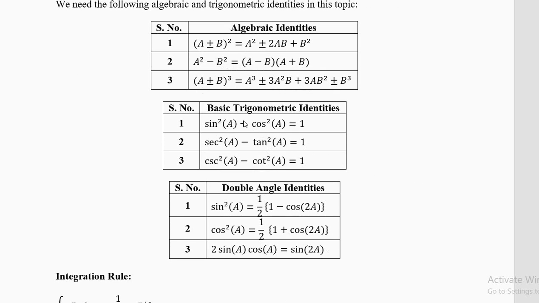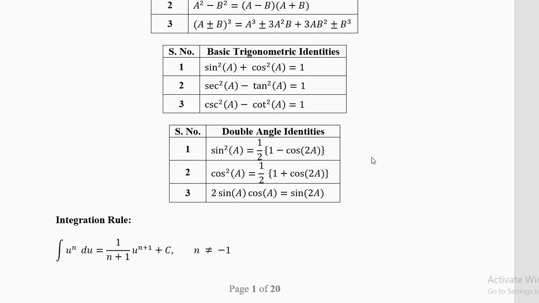We'll be needing the three basic trigonometric identities: sine square a plus cos square a equal to 1, secant square a minus tan square a equal to 1, cosecant square a minus cot square a equal to 1. These identities can be written in different ways. For example, the first identity you can write as sine square equal to 1 minus cosine square, or you can write cosine square equal to 1 minus sine square. You can interchange the position from left to the right and change the sign accordingly. Now these were the first three basic identities from your triangle trigonometry from the school.